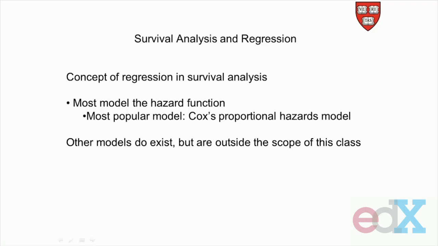Now the last thing I want to mention is the concept of regression in survival analysis. I'm sure most of you have probably heard of Cox's proportional hazards model. And so what most people do is they don't model the survival function, they'll model the hazard function, and they'll do that using a Cox's proportional hazards model. Now these concepts are outside the scope of this class, but I would be committing biostatistics malpractice if I didn't at least mention them. Other than the Cox proportional hazards model, there are many other models that do exist, but as I mentioned, they're outside the scope of this class.